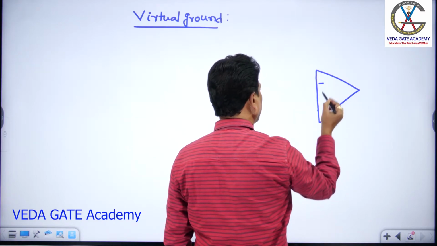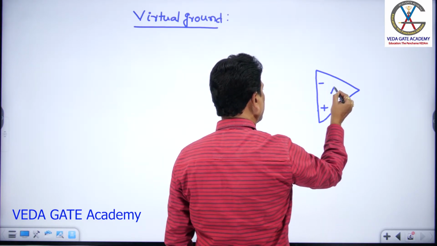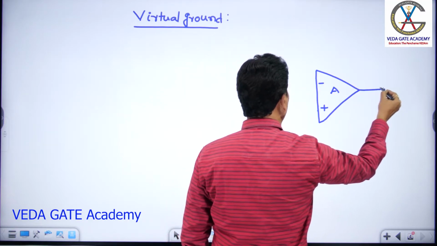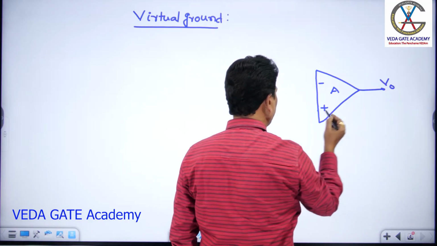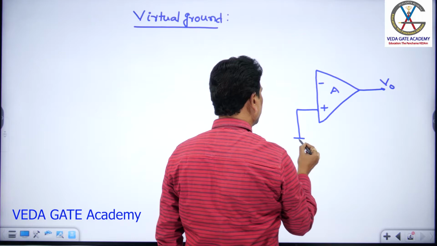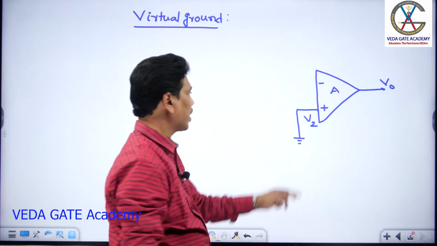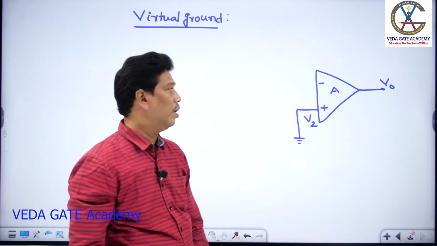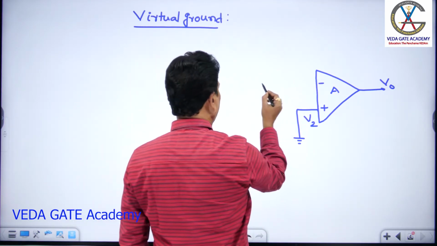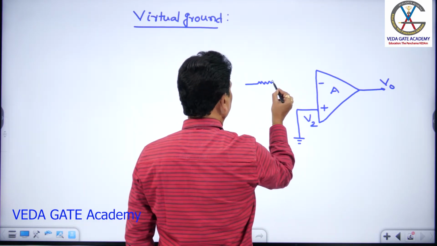This is what we can call an inverting circuit. How do you call this an inverting circuit? It means I keep the non-inverting terminal at ground, and the signal voltage I apply only to the inverting node, like this.